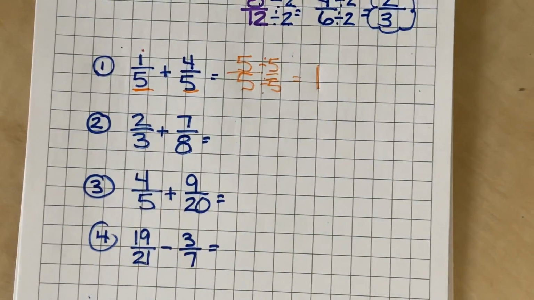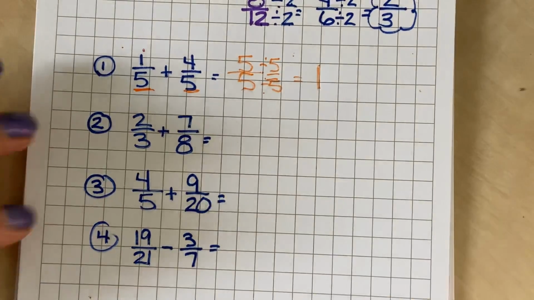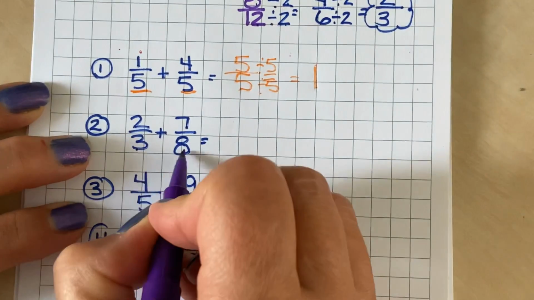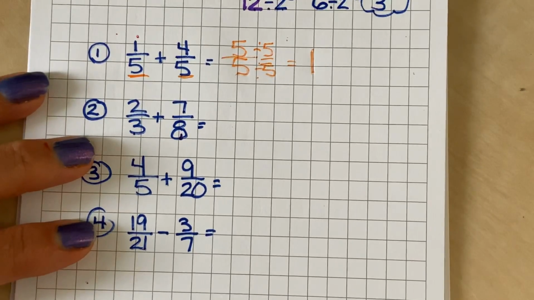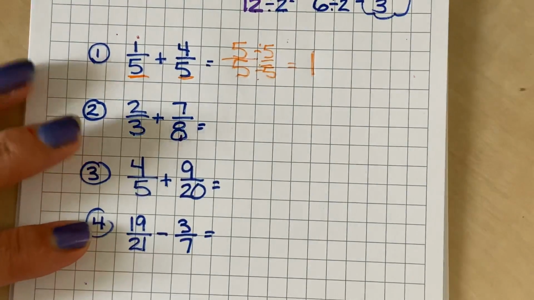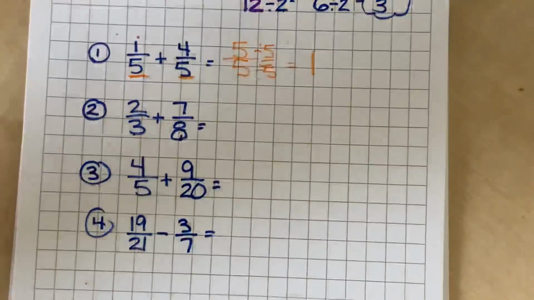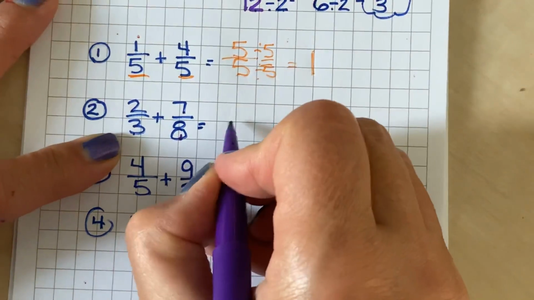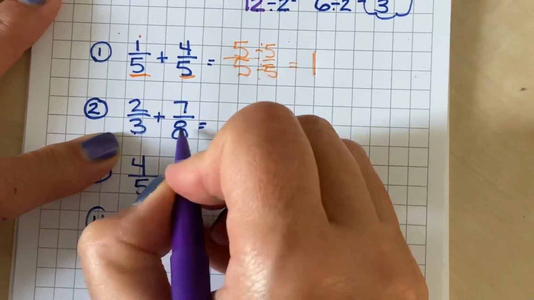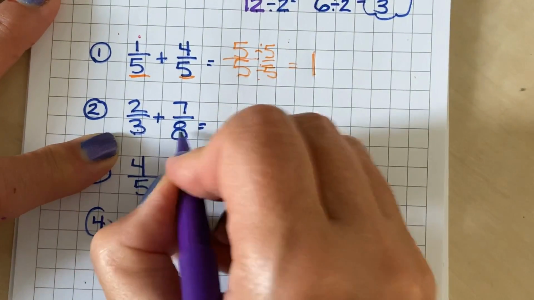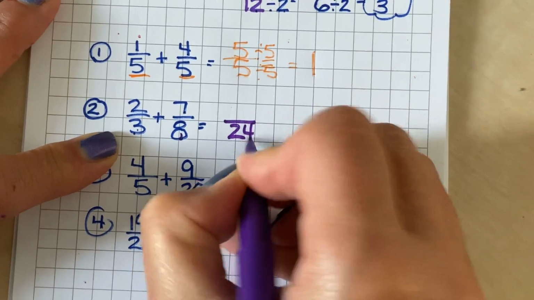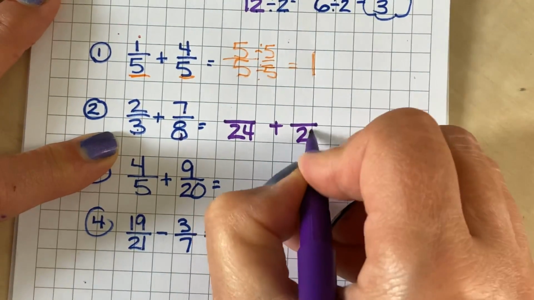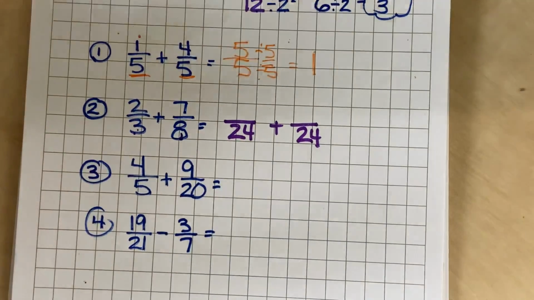All right, second one, I've got 2/3 plus 7/8. I have different denominators, which means I have to find a common denominator. What do 3 and 8 both go into? Well, 3 is a prime number, so chances are I'm going to have to multiply these together to get that, because 3 is prime. 8's not, but 3 is. So I would do 3 times 8 is 24. So I know it's going to be something 24 plus something 24. I'm going to start there because it makes my life easier.